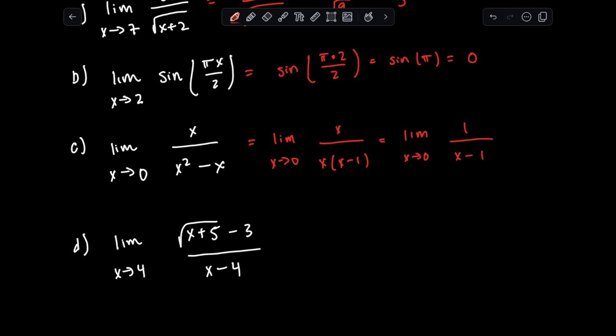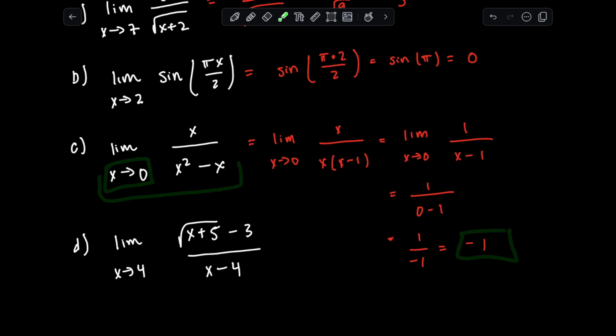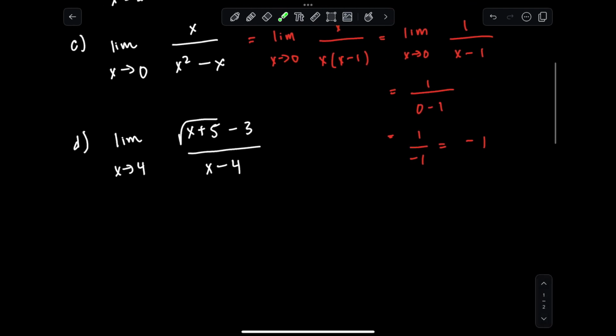Now we can directly substitute the 0 into the x and evaluate this limit. By doing so, we come up with the following expression: 1 over 0 minus 1, which is just 1 over negative 1, which is just negative 1. So the limit of this expression as x approaches 0 is negative 1.